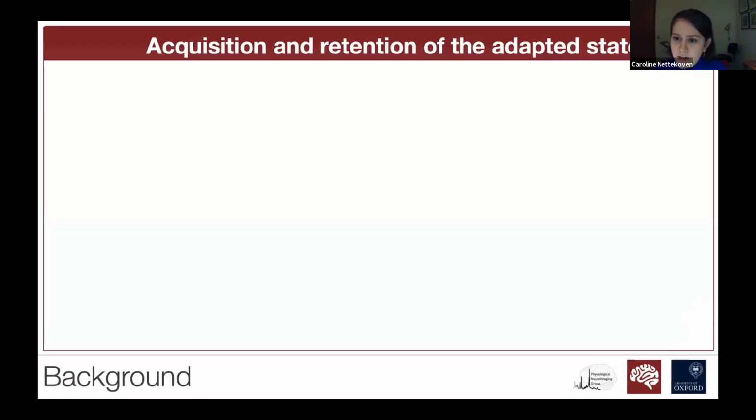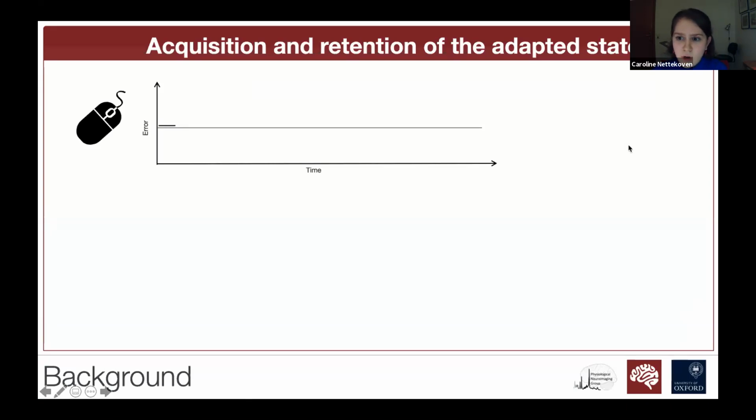So motor adaptation is fundamental to navigating our world because our environment and our bodies constantly change, and to keep up performance, we're required to adapt to this change. So for example, since you've all had to recently work from home, you might have had to get used to using a different computer mouse. And this mouse might have different properties such as a lag, and you will start to make movement errors in the beginning, like you can see here on the graph in the red curve.